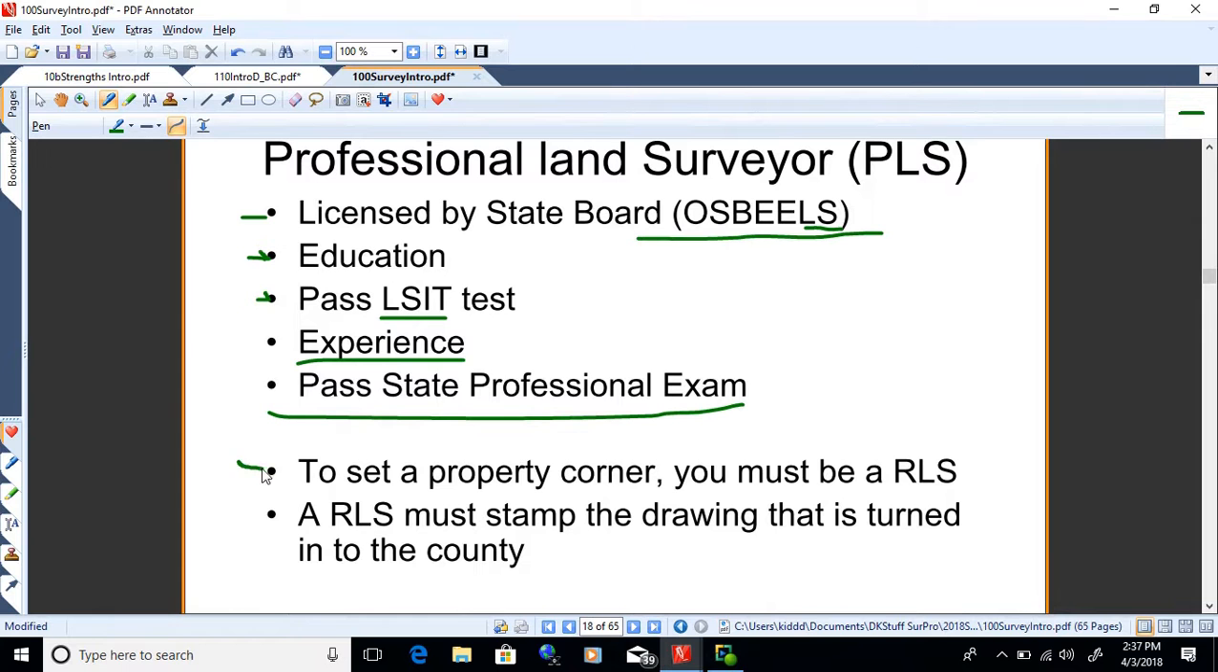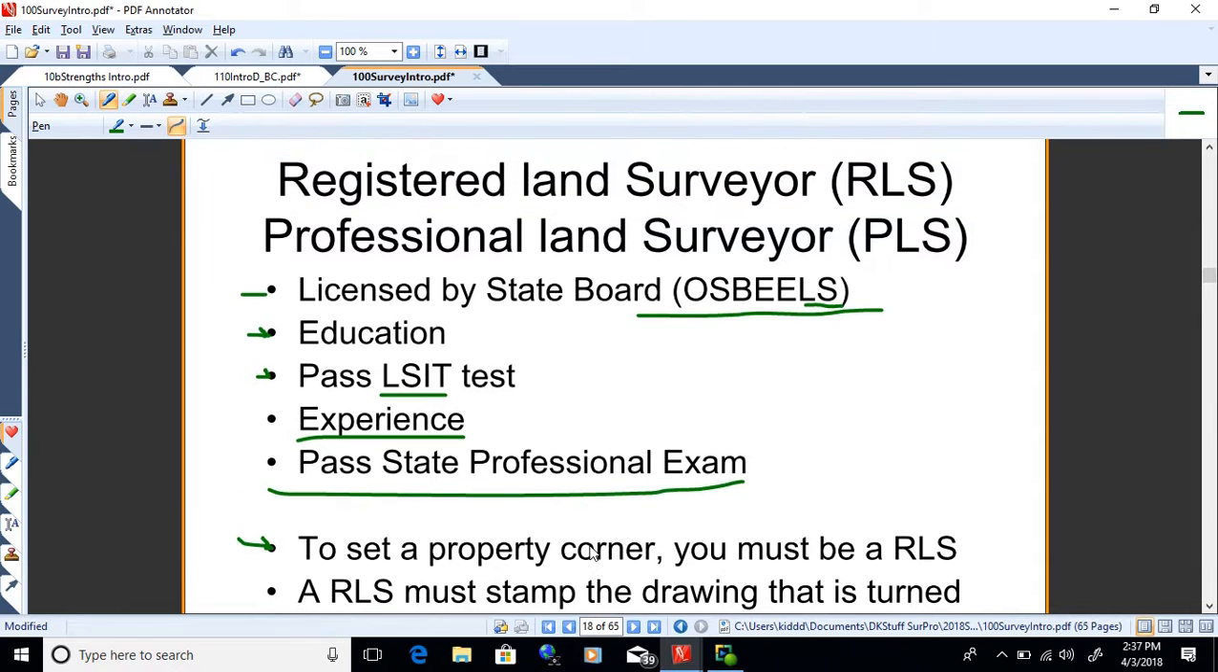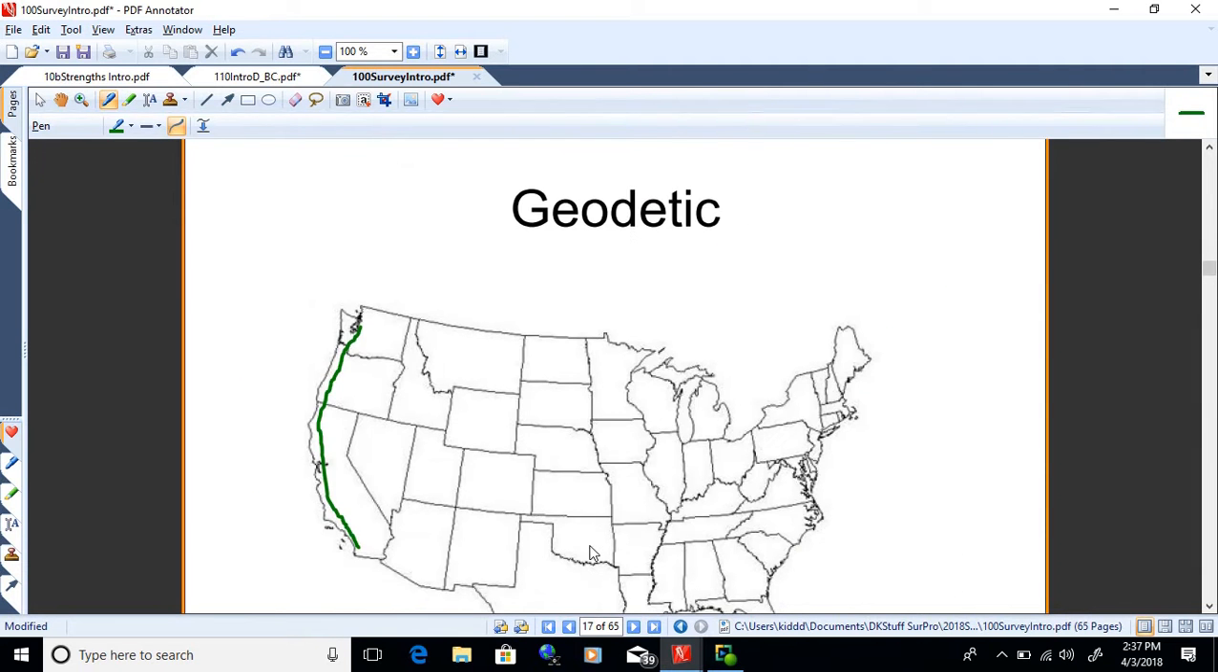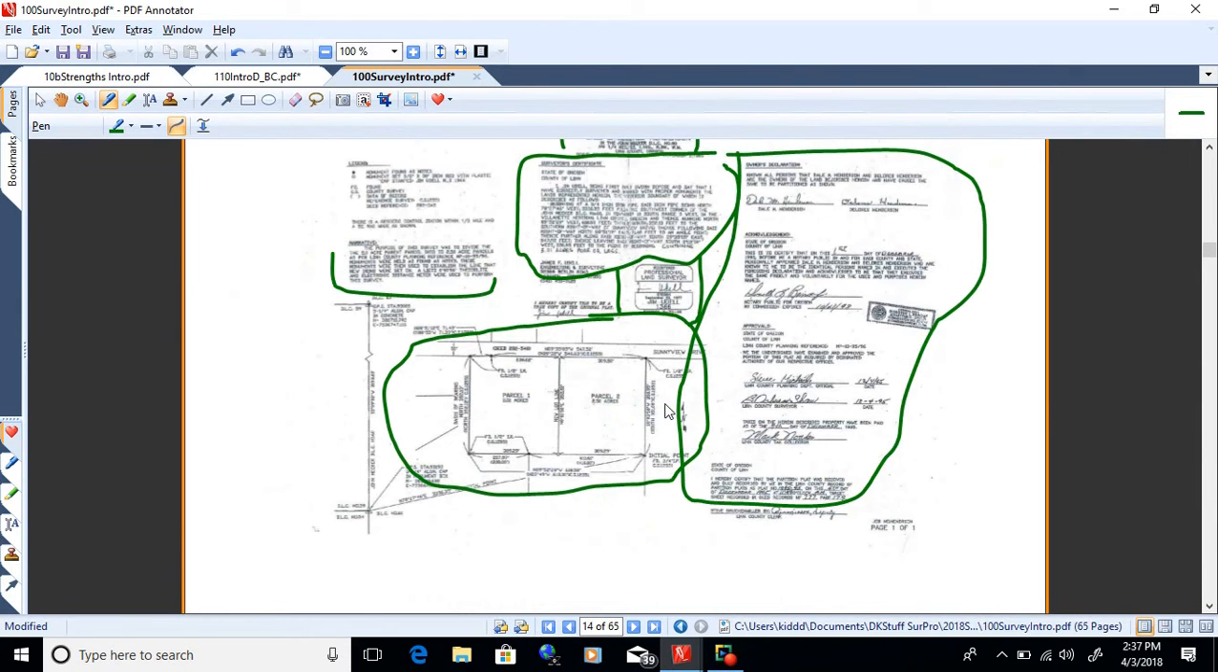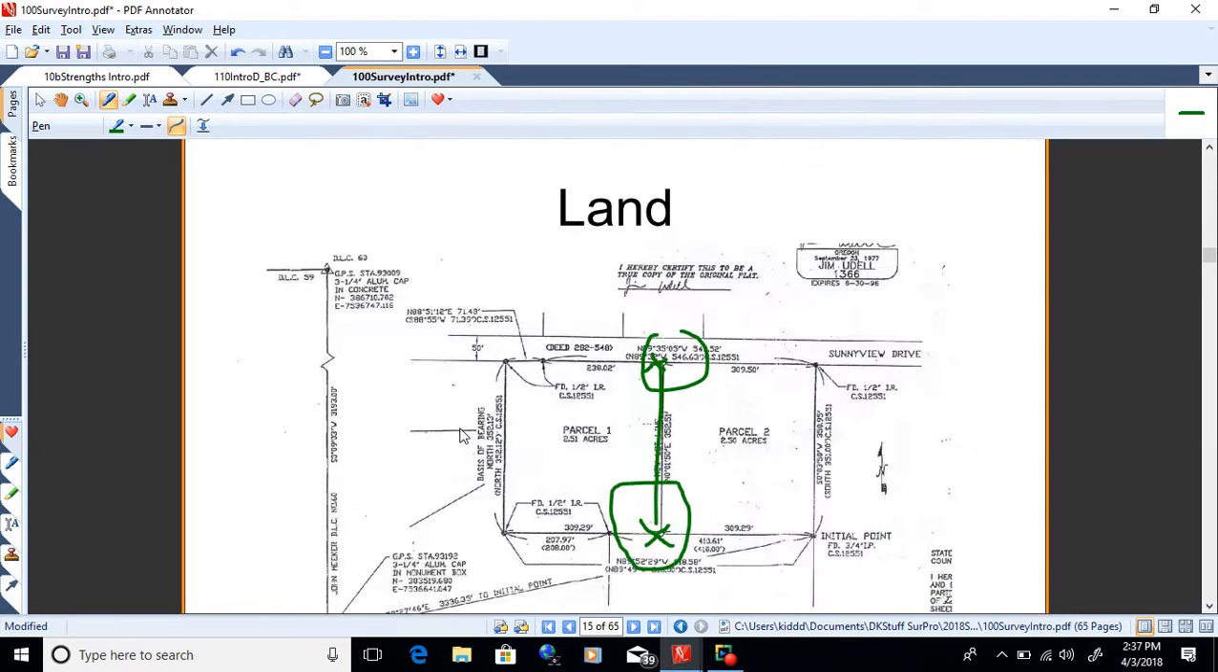So if you want to set a property corner, you got to be an RLS in Oregon, okay? And they stamp the drawing that's turned into the county. So if you want to do this kind of surveying where you're setting property corners, you got to be an RLS, registered land surveyor. And you would submit a map like that, and you would stamp it right there, saying, I certify this was done the right way, that those corners are where they're supposed to be.